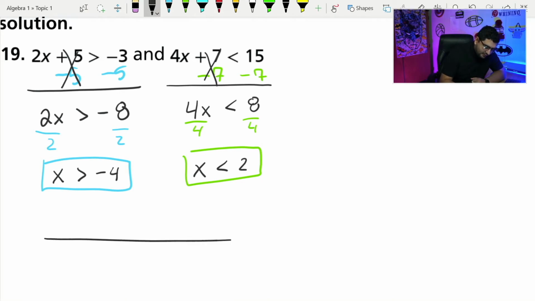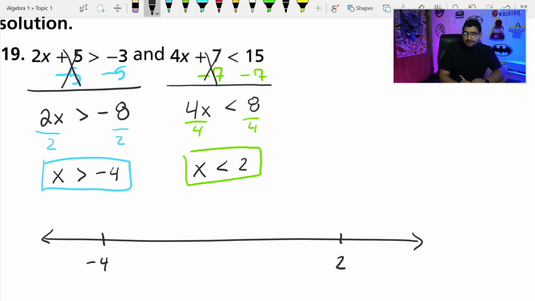Let's go ahead and draw a quick number line. On this number line, I'm looking at the values. I'm concerned with what's going to happen around -4 and what's going to happen around +2. So we just graph one at a time. Here on -4, I know it's going to be an open circle, and it's going to be going in the direction to the right.